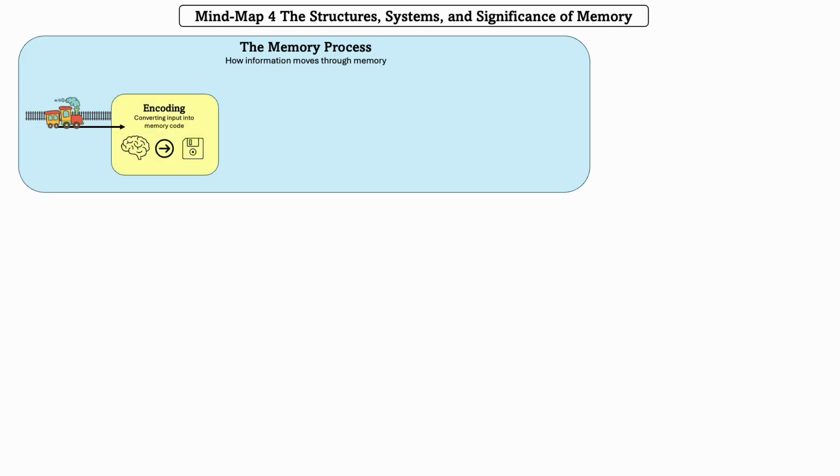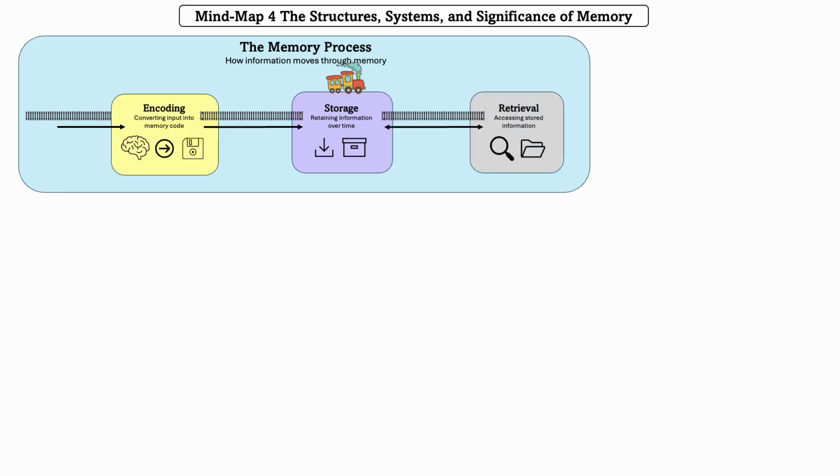Our first stop is encoding, where experiences are converted into memory code, represented by the brain and save icons. Next is storage, where information is retained over time, sometimes briefly, sometimes for a lifetime. Finally, we reach retrieval, symbolized by the magnifying glass and folder, where we access and bring stored information back to awareness. Retrieval connects directly with storage, shown by the solid two-way arrow. This is the core process of accessing and returning information.